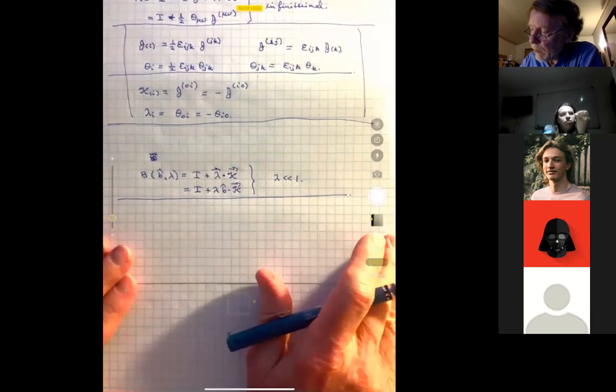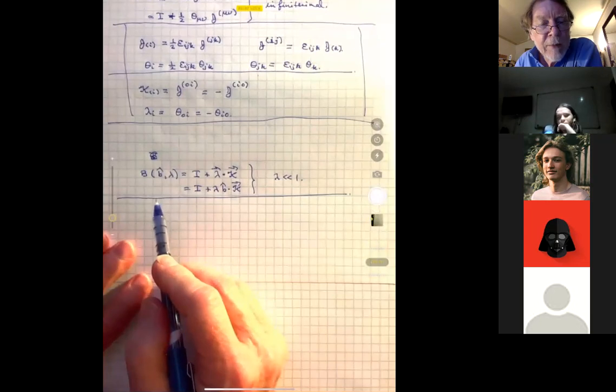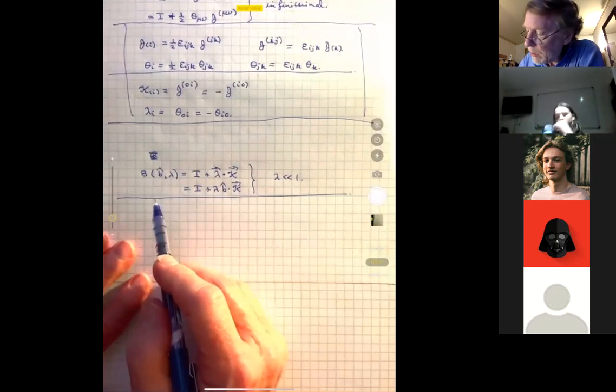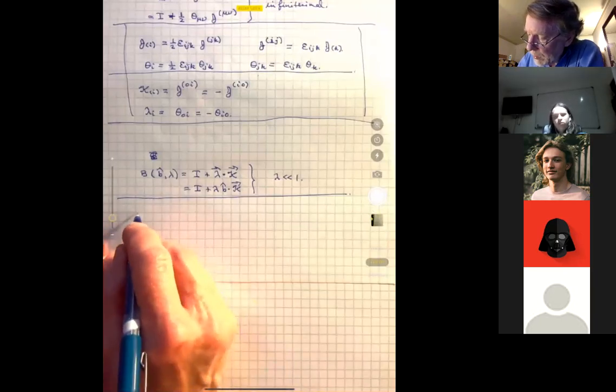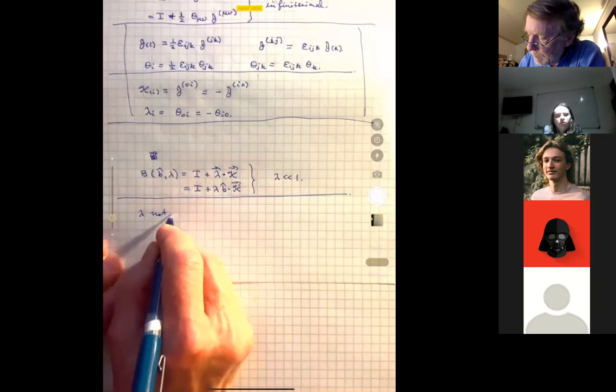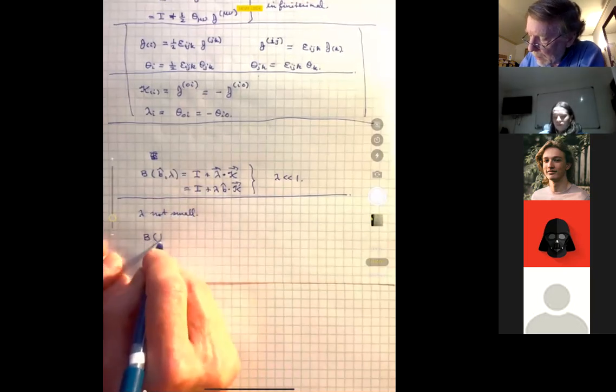Now, yeah, so here's what I want to say. We can bootstrap ourselves up from an infinitesimal operation to a finite one. We've done this actually a number of times already in this semester. We do it like this. Let's suppose lambda is not small. And we're interested in B(b-hat, lambda).